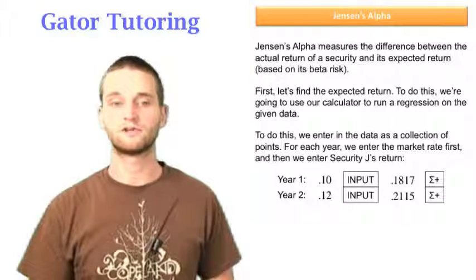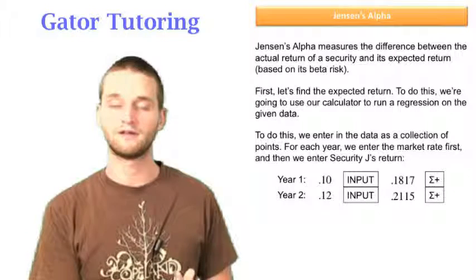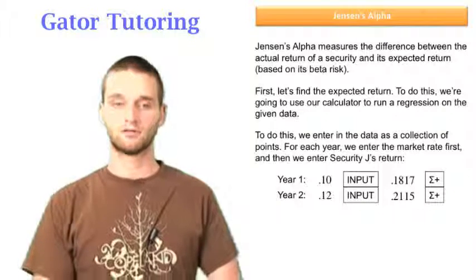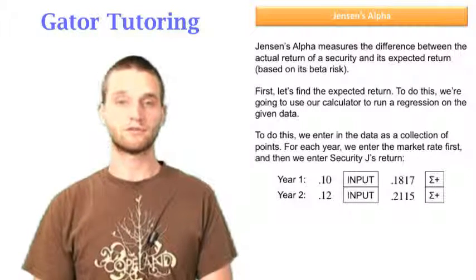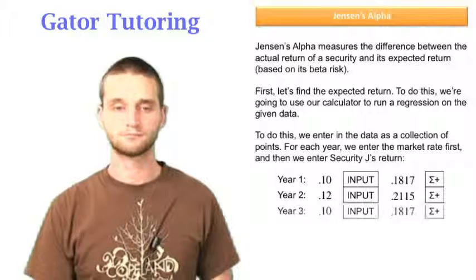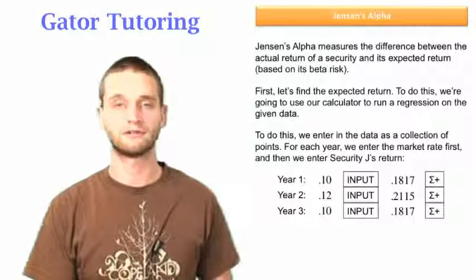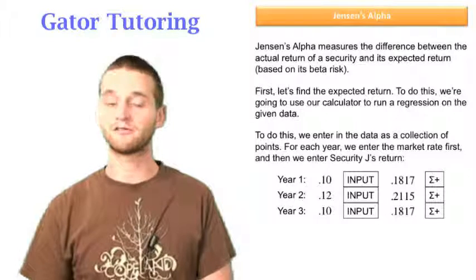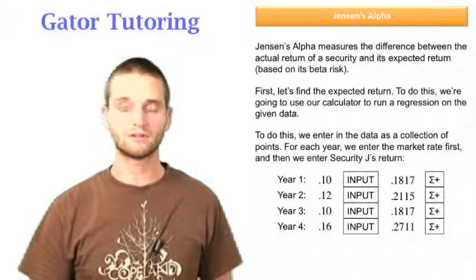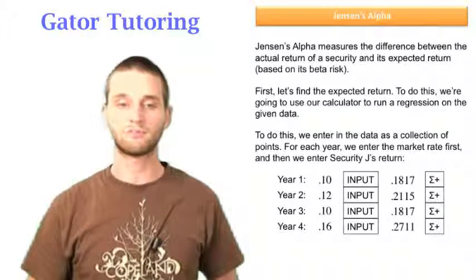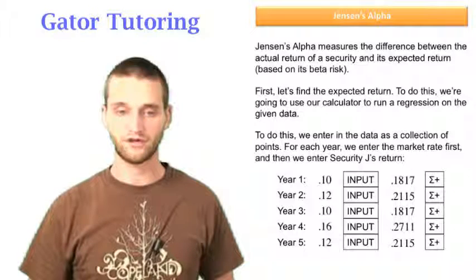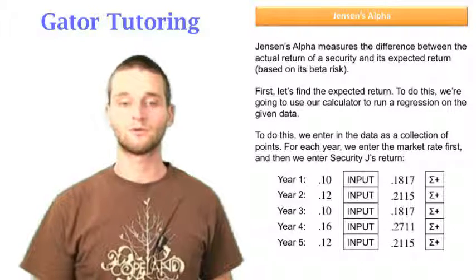We do this again for each year. 0.12 is because the market earned 12% in year two. Input, security J earned 21.15%, so we enter 0.2115, and then press sigma plus. In year three, the market earned 10%, and the security earned 18.17%. In year four, the market earned 16%, and the security earned 27.11%. And in year five, the market earned 12%, and the security earned 21.15%.